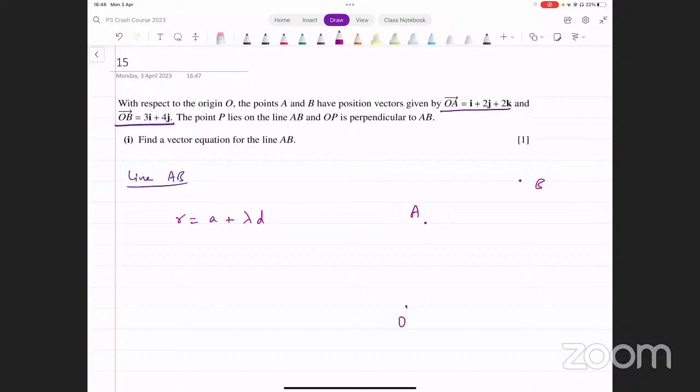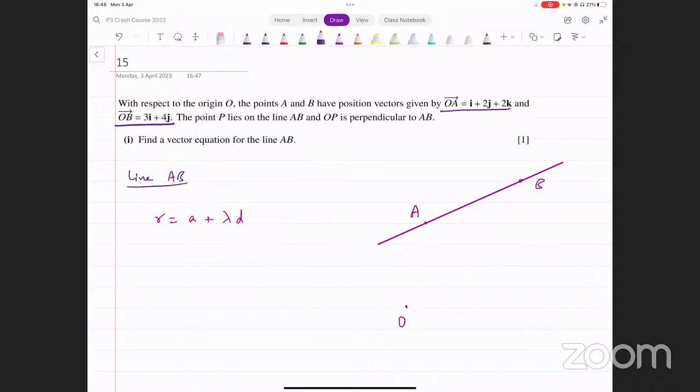Okay. You are given two vectors, OA and OB. These are the two vectors that we're given. You're asked to find the equation of the line AB. What's the line AB now? It's a line that passes through the points A and B. It might look something like this. It's a line that passes through both of these points, A and B. So what do we input in this equation now? R equals A plus lambda D.